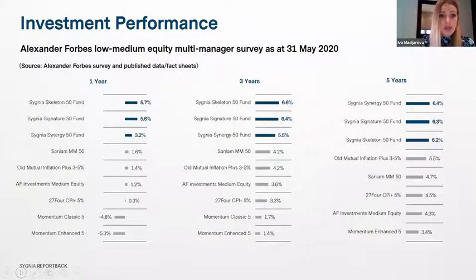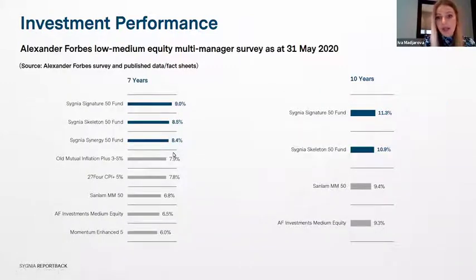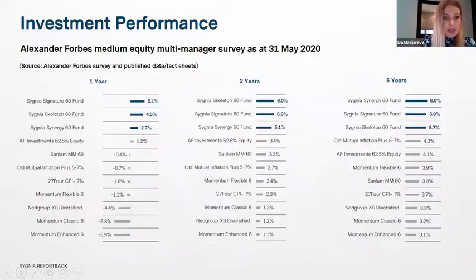So if we then look at the slightly more allocation to equity portfolios, so the Skeleton, Signature and Synergy 50 funds, these funds have about 50% of the allocation invested in equities. And again, they're compared against very similar portfolios in terms of allocation to risky asset classes. So again, top performance over 1, 3, and 5 years, as well as 7 and 10 years. So very good performance and performance that has done very, very well against peers.